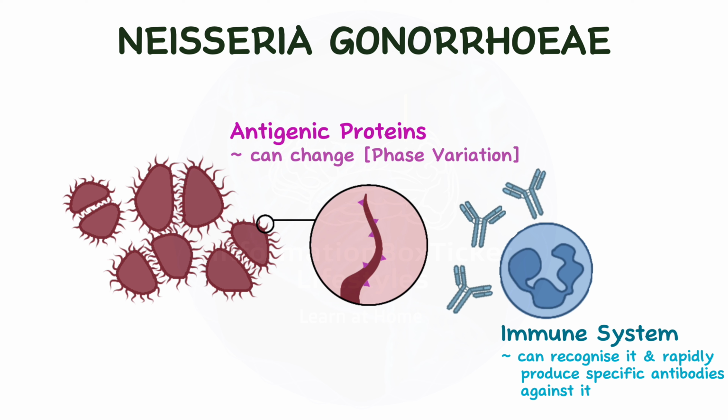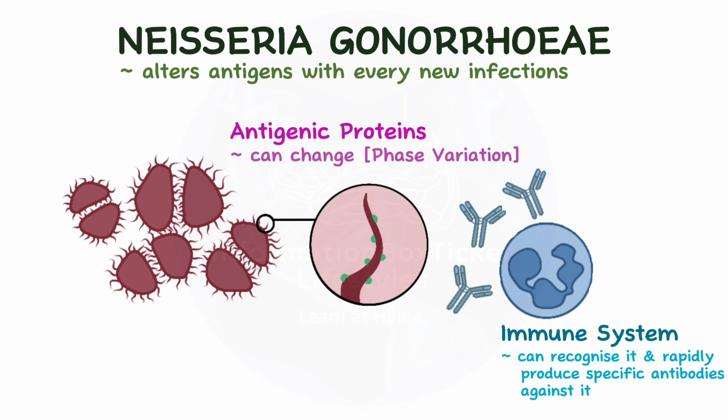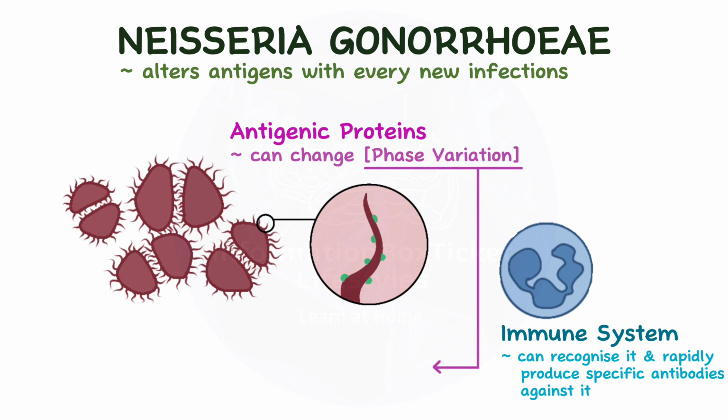However, since N. gonorrhoeae alters the antigens on its pili with every new infection, the immune system is unable to mount a swift and targeted immune response. Phase variation is also the main reason why there is no effective vaccine against Neisseria gonorrhoeae.